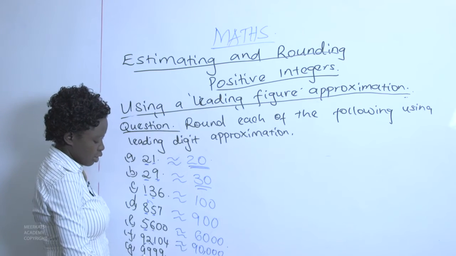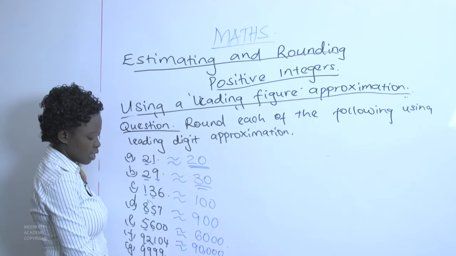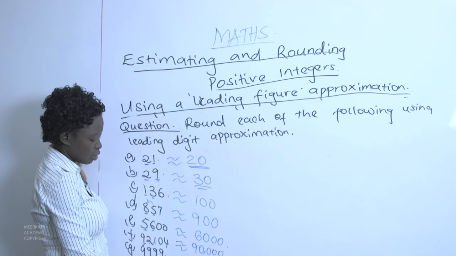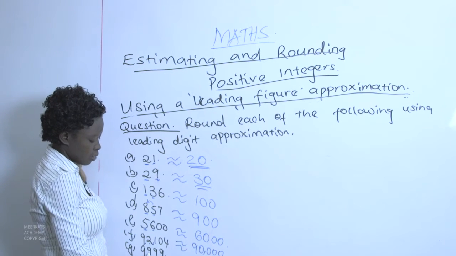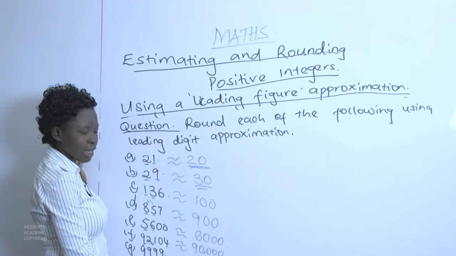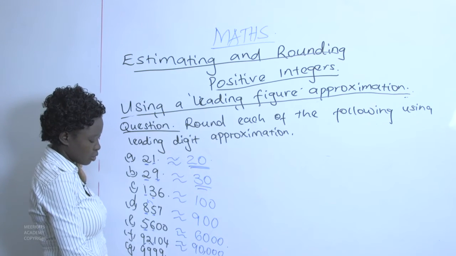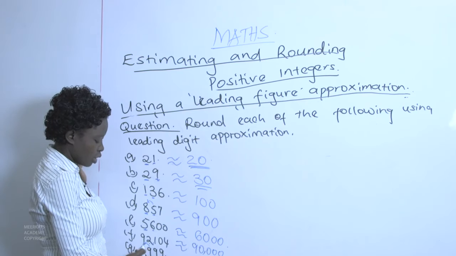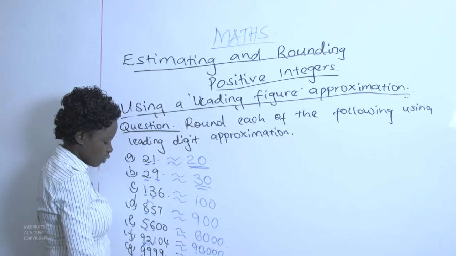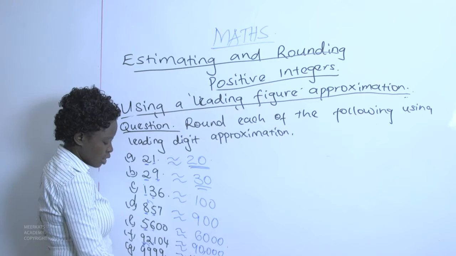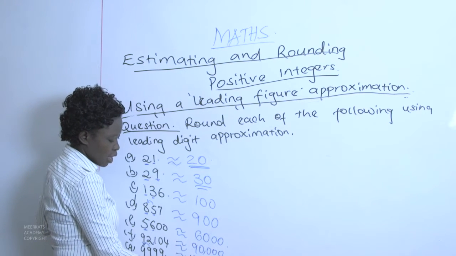Then finally, we are having 9,999. Our leading digit is 9, and the next digit is also 9. 9 is a digit that is more than 5, so it will round our number upwards so that the 9 is changed to 10. Then the rest of the 9s are zeros.